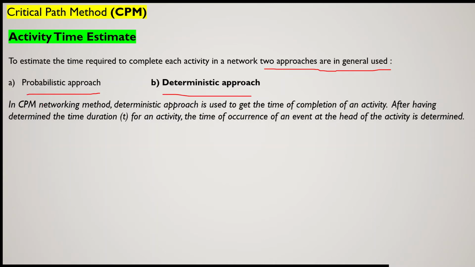So in the CPM networking method, the deterministic approach is used to get the time of completion of an activity, and after the determination of the time duration, which will be indicated by small t for an activity, the time of occurrence of an event at the head of the activity is determined.